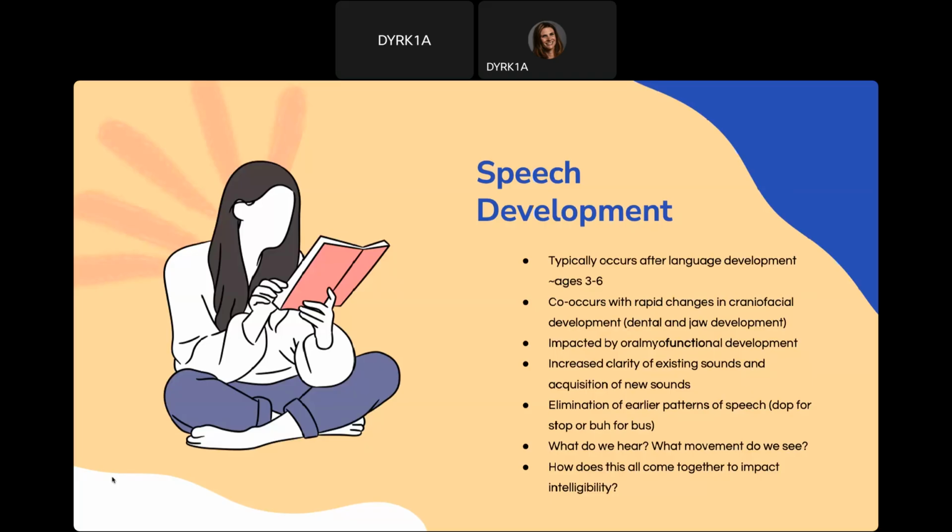And then I always think of what do we hear and what movement do we see? I love that OTs and PTs are so movement focused. Speech pathologists forget about that, especially when you think about dysarthria and apraxia. You need to see how the mouth is moving. Are we overcompensating? Is the mouth not moving enough? Is it overshooting the target? Is it undershooting the target? And then how does this all come together to impact intelligibility, or my ability to understand the words that you say?